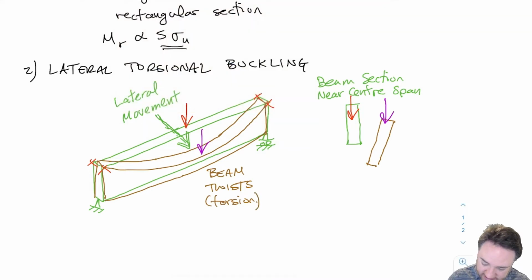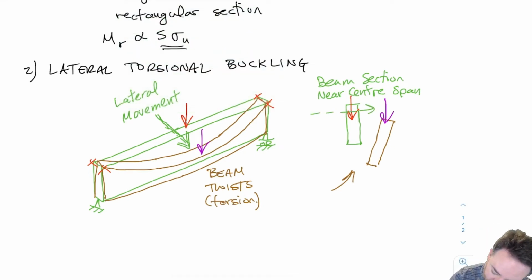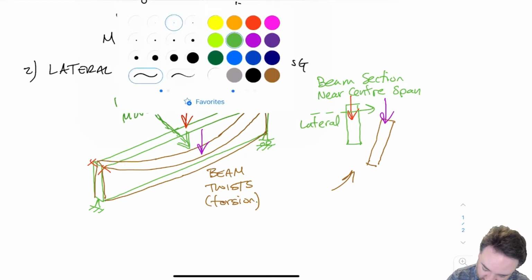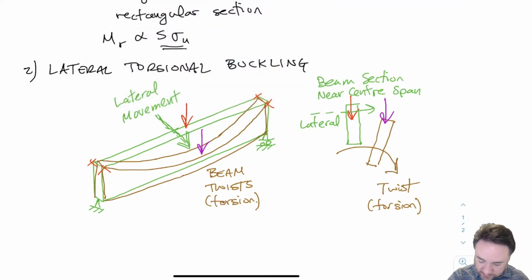And if I look at the section on the right here, you can see where it starts green, starts center. When I push down on it and it buckles to the side, we get both a lateral movement, and on top of that, we also get a twist. So that's why we call it lateral torsional, because it has both lateral movement and torsion. And we're going to learn how to calculate those effects.